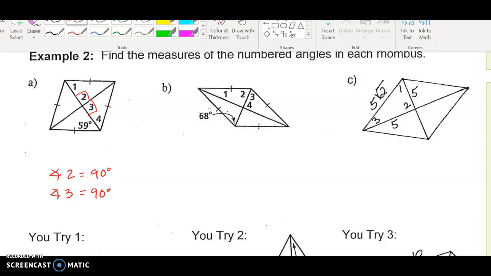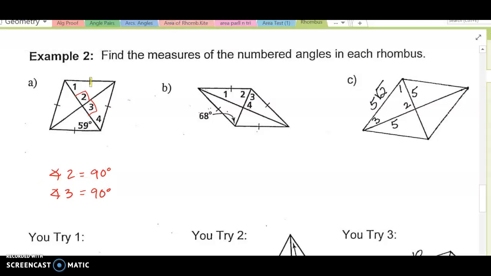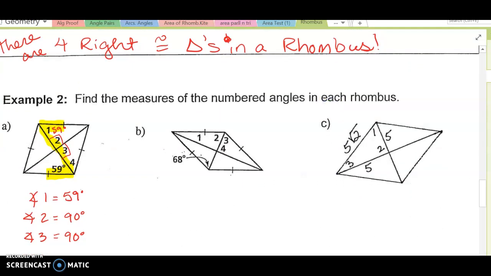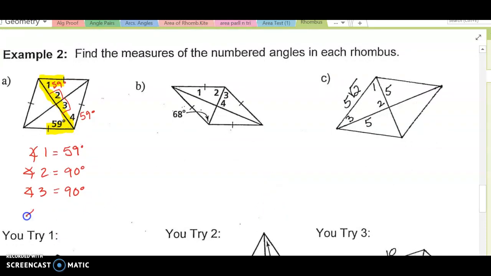Some of you may be thinking right now that since this is a type of parallelogram, your alternate interior angles are congruent. That is, angle 1 is 59 degrees because it's a Z, because we have parallel lines, because a rhombus is a parallelogram. And then remember when we looked at these congruent triangles, those next to each other were the same amount, which is how we know that angle 4 is also 59. It's like the mirror image.